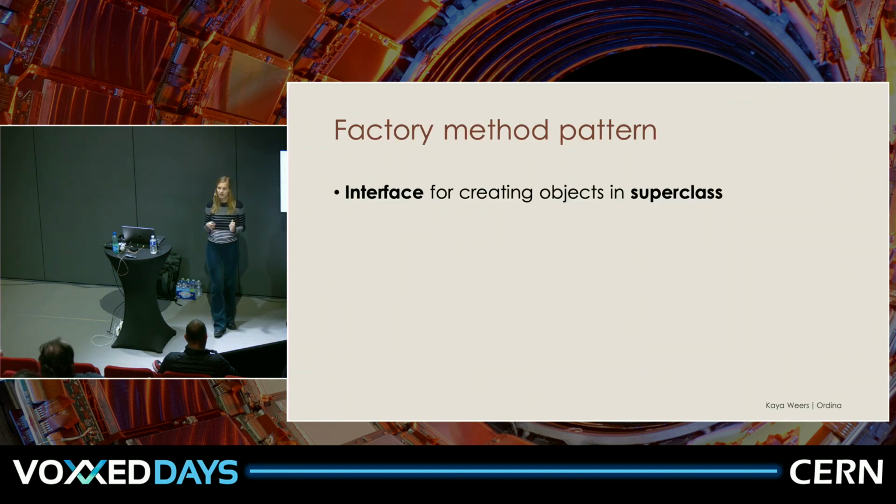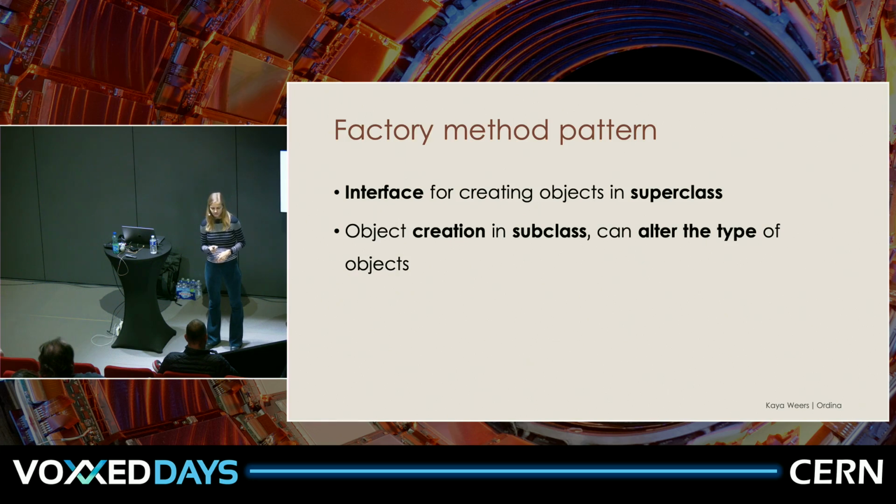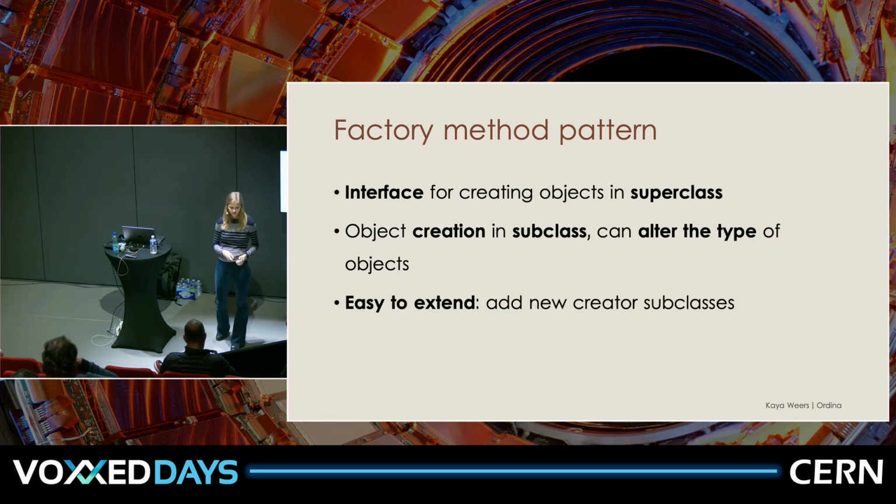What you see here is that in the interface, you define a method for the creation of the product. So there you say, okay, this kind of product needs to be created. And then in the subclasses, you do the actual creation and you can alter the type. So you can give back a subtype of the interface. And this way it's also easy to extend, because it's defined in the interface and you can always add new classes that give different subclasses back.